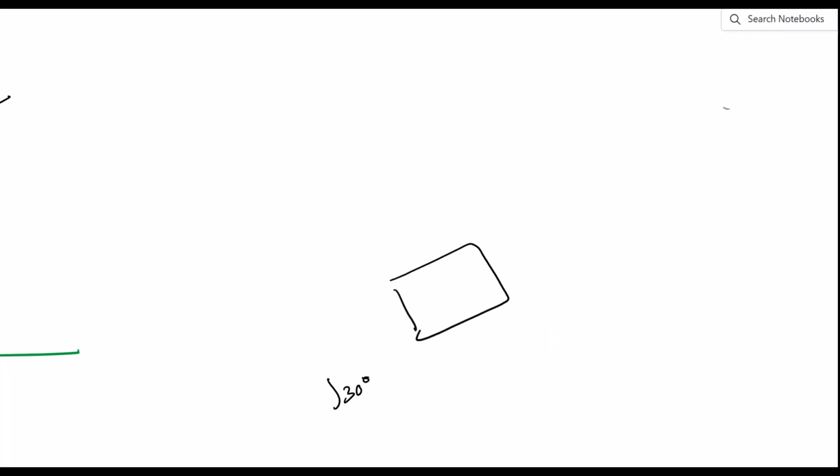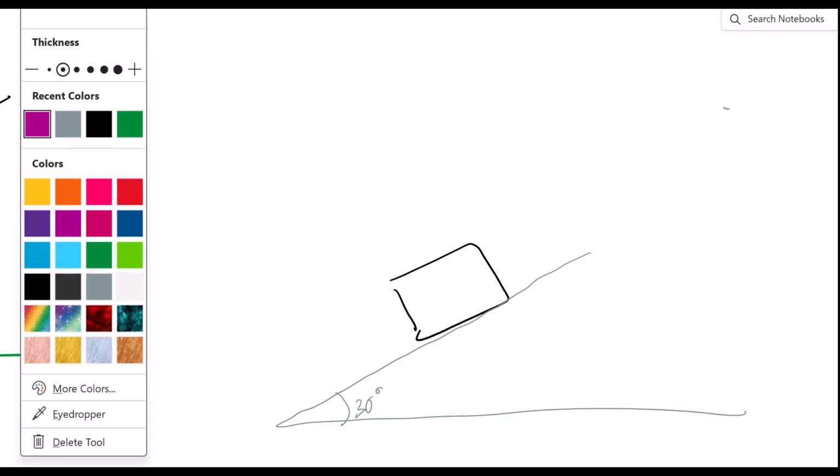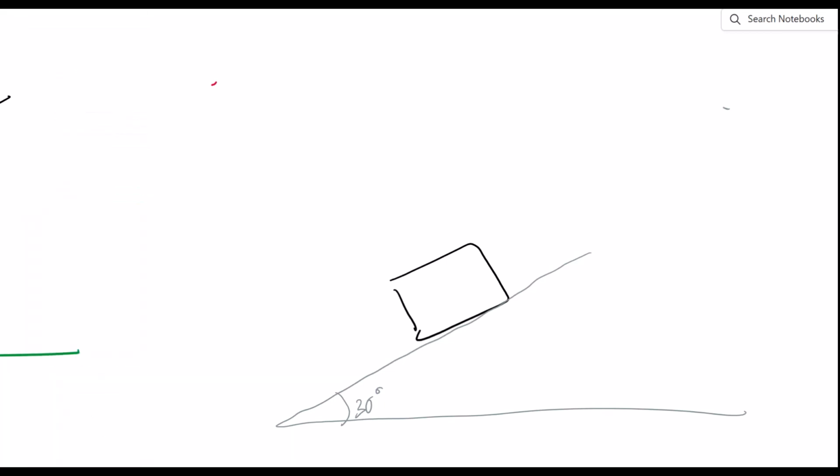Okay, so I'm going to draw this lighter, because this is really background. What we really want to do is draw a free body diagram of our weight. So the box has a weight right now, and for sure it has a normal force, because that's all I'm talking about right now. And the normal force is perpendicular to the surface. It's not up and down. It is perpendicular to the surface.